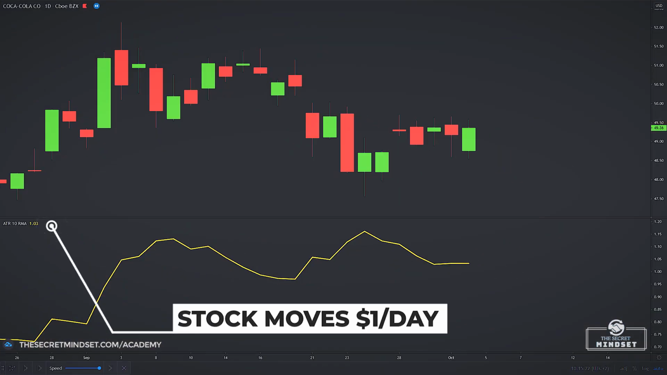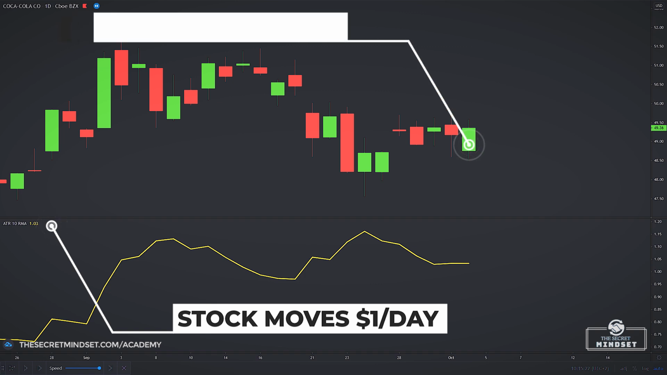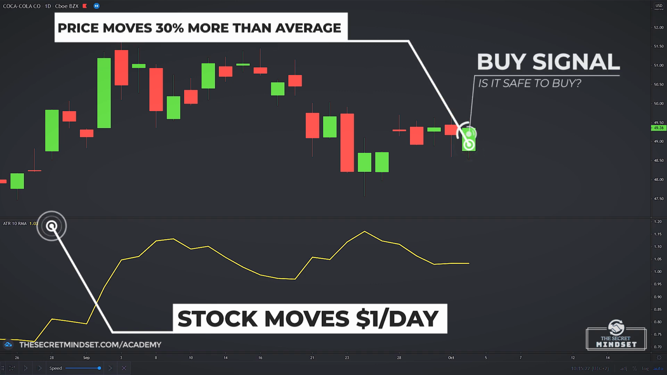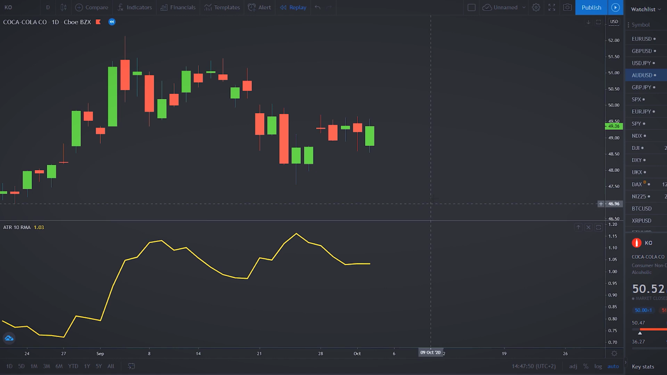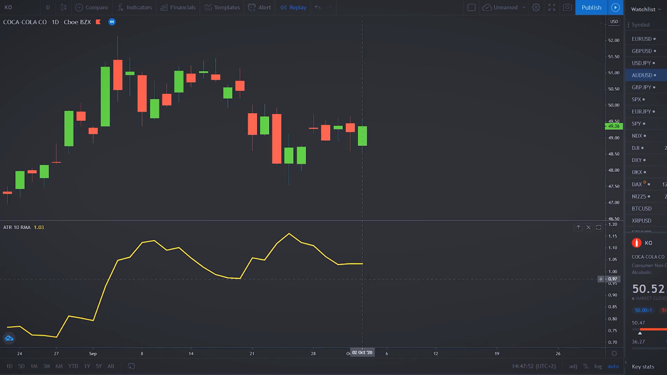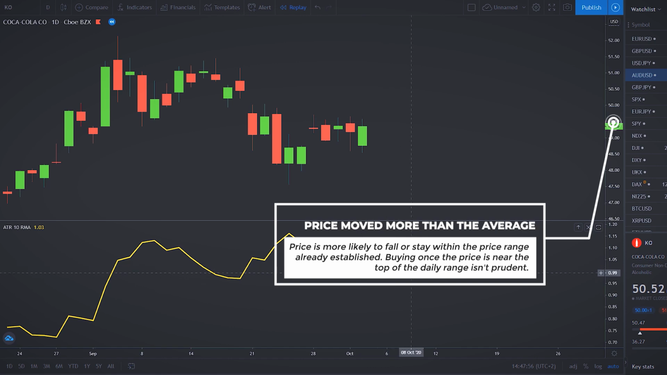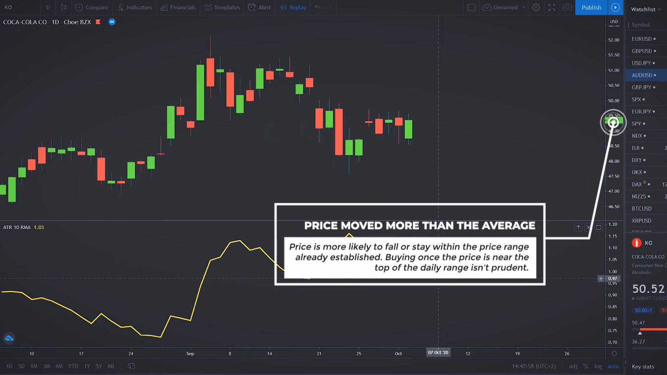There is no significant news out, but price has already moved, let's say, 30% more than the average. And now you're getting a buy signal from a strategy. The buy signal may be valid, but since the price has already moved significantly more than the average, betting that the price will continue to go up and expand the range even further may not be a prudent decision. The trade goes against the odds.